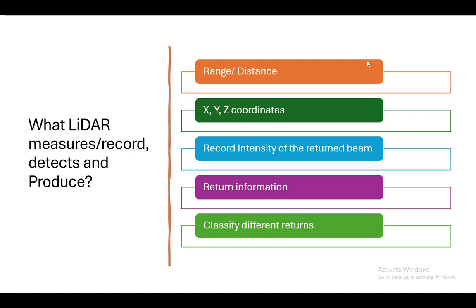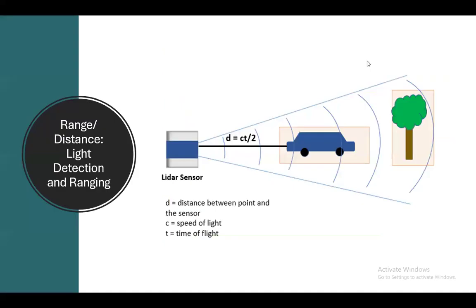And finally, based on all this information, location and distance, it classifies different returns. This classification leads us to detect different surfaces. We will understand how this classification occurs. So the first thing is ranging, or measuring distance.